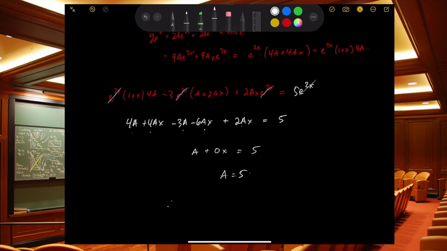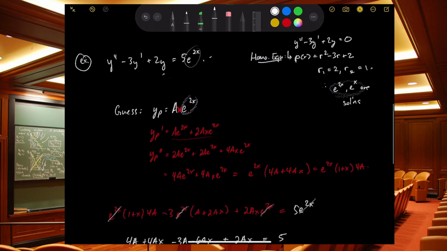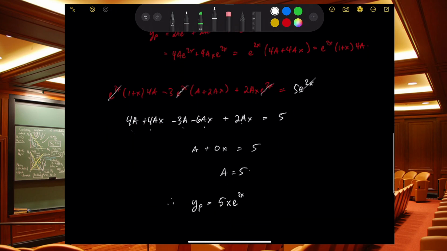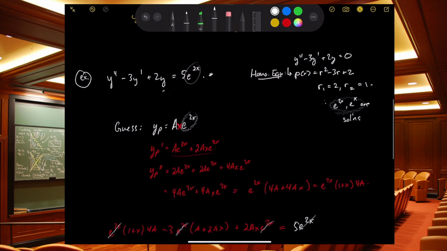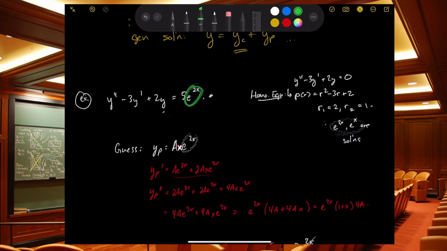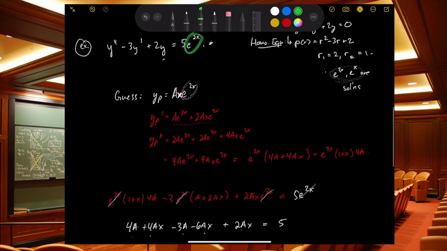Okay, so this tells us that our solution, y sub p, is actually 5x e to the 2x, and this will give us our particular solution to this equation. If it were just some scalar, we wouldn't actually end up with anything. So we have to guess adding in this factor of x in order to not have it drop out. And that's because, again, this guy solved the homogeneous equation, so we had to change this to x.